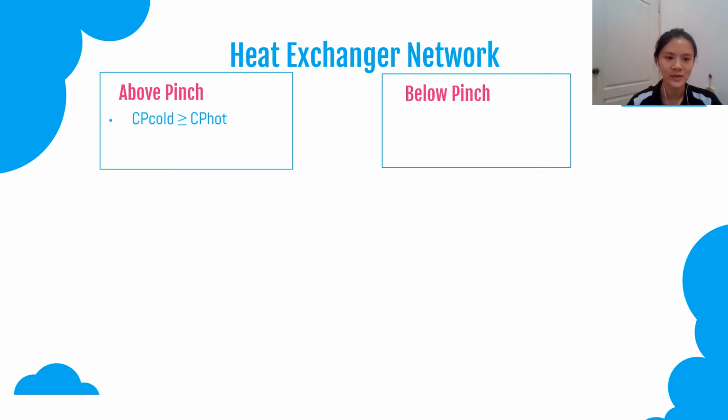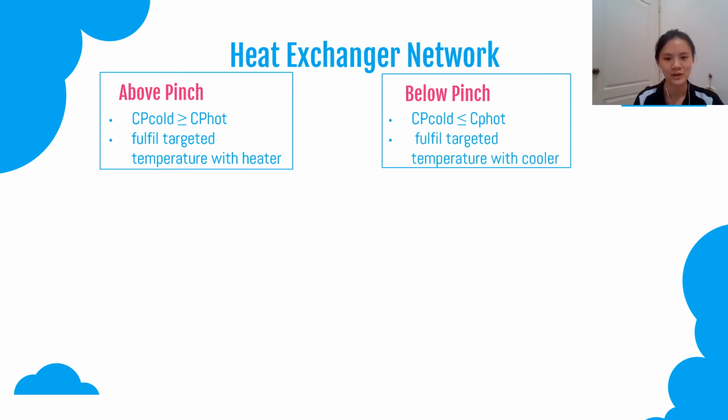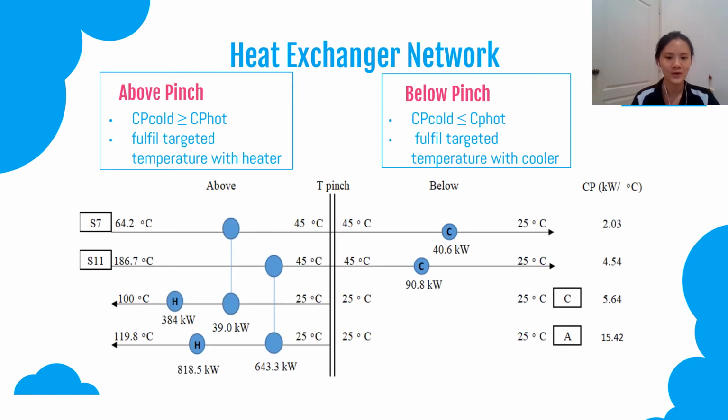For our design above pinch, we have to make sure that the heat capacity for the cold stream is always greater or equal to the hot stream, while the remaining requirement will be fulfilled by using a heater. For design below pinch, we have to make sure that the heat capacity for the cold stream must be smaller or equal to the hot stream, while the remaining requirement will be fulfilled by using a cooler. Therefore, this is our result for the heat exchanger network.